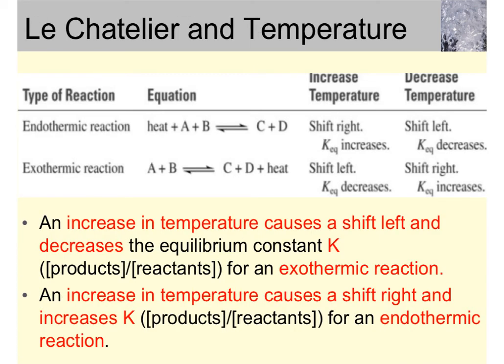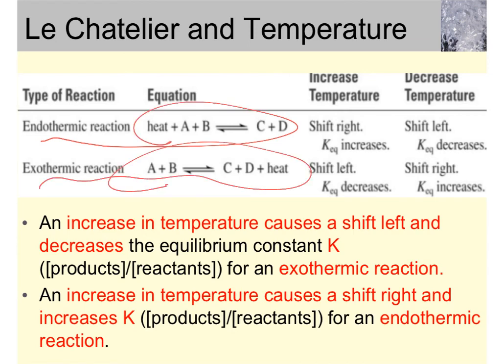So here's a summary, because I know that a lot of words in this concept can get confusing. Endothermic, exothermic: if you increase temperature and it's endothermic, it's going to shift right. If it's exothermic and you increase temperature, it's going to shift left.